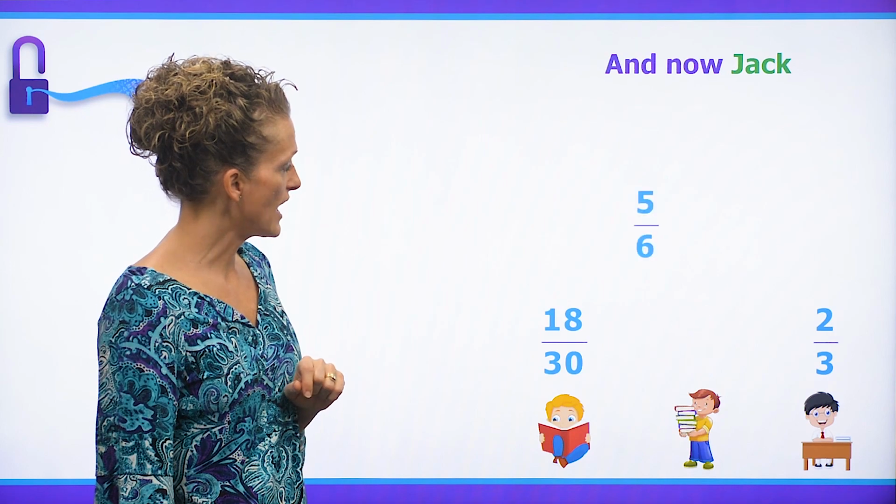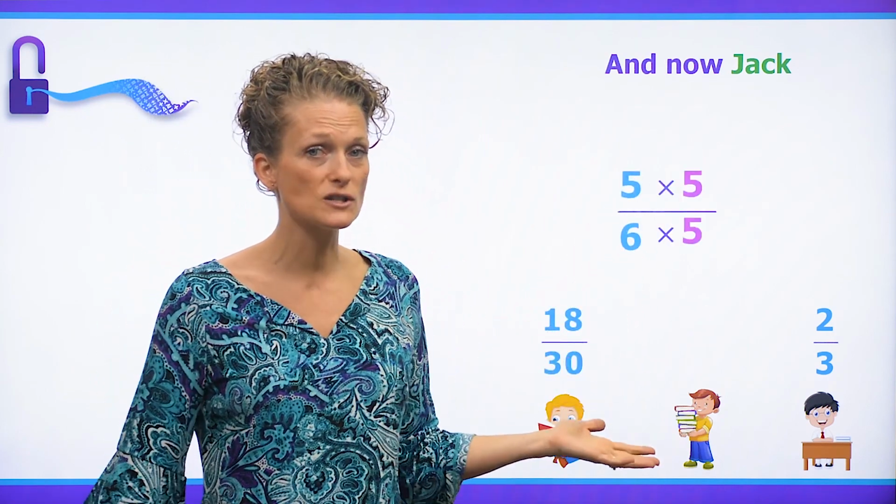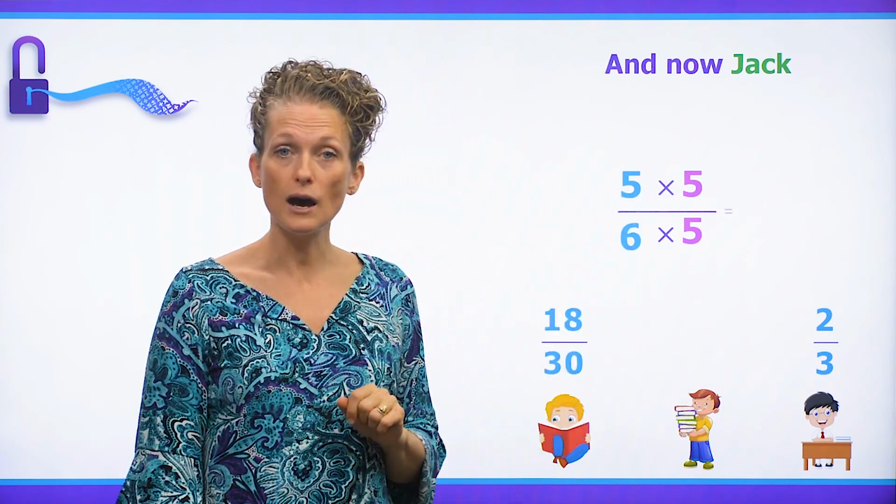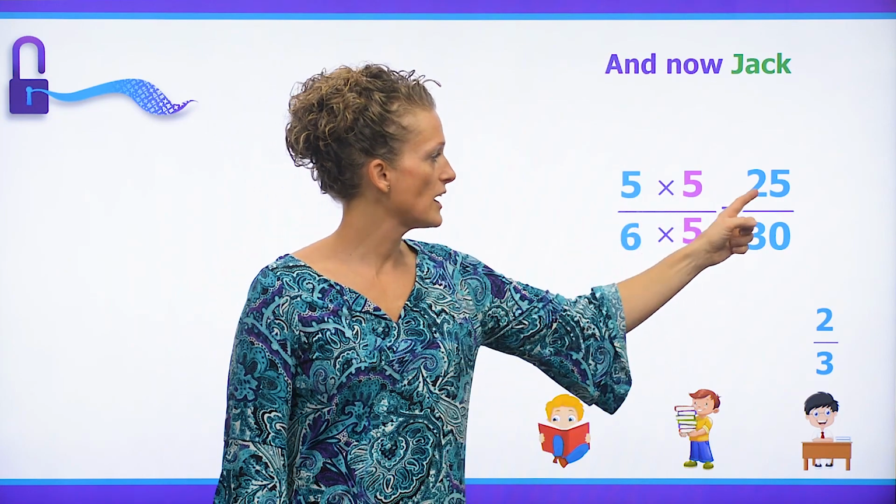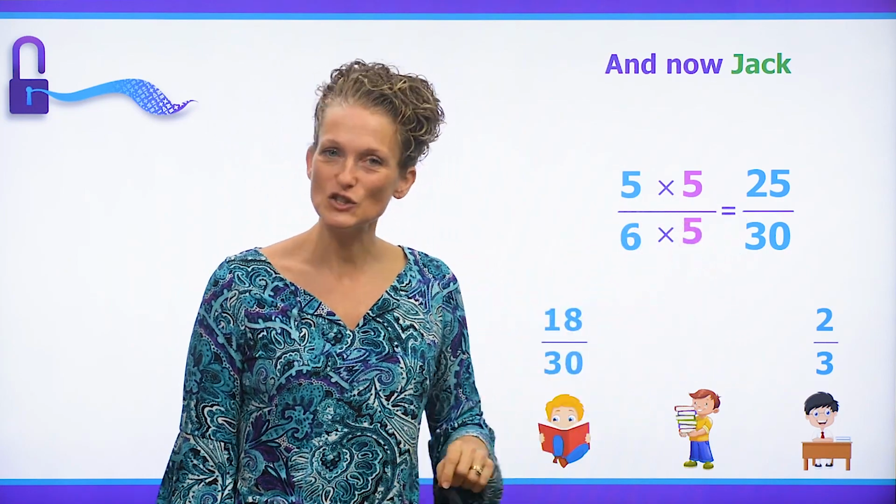Now let's have a look at Jack. He was 5/6. What do we have to multiply 6 by to get 30? And the answer is 5. So if we multiply the bottom by 5, we must also multiply the top by 5. So 5 times 5 is 25, 6 times 5 is 30.